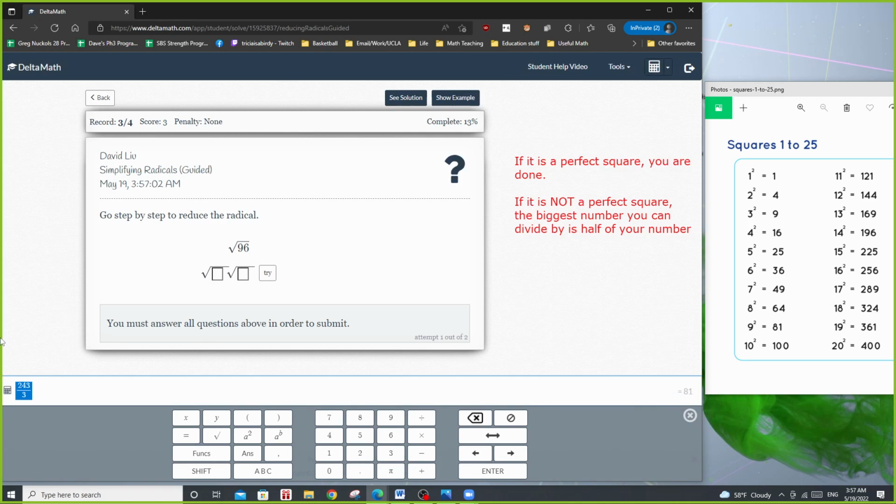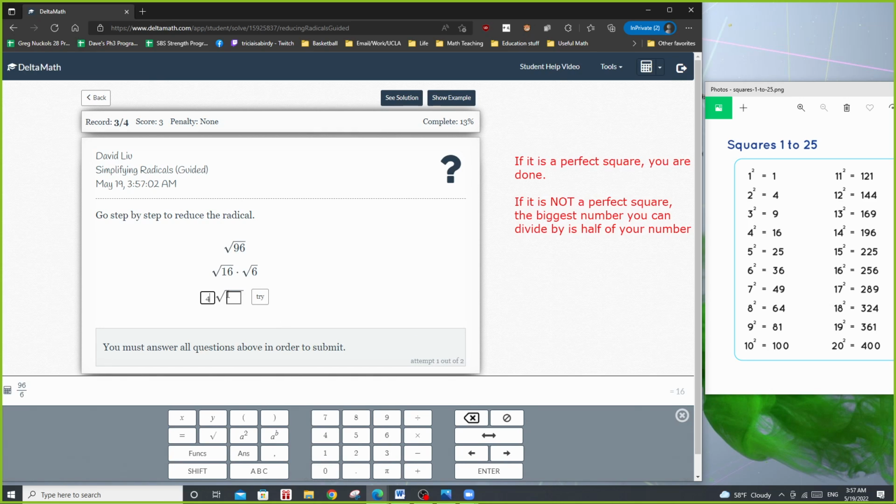Finally, 96. So it is not on this list, so the biggest one possible is 48. But we can also try dividing by 3. That's not on this list. We can divide by 4. 5, no, 6. And 6 gives us our answer. So 6 and 16. 4 and 6. Okay?